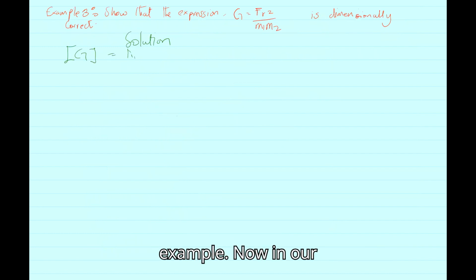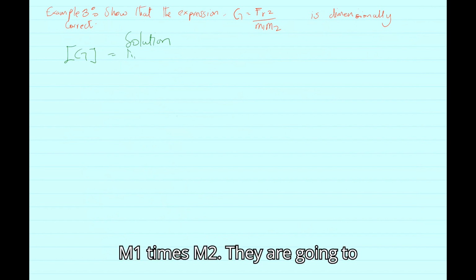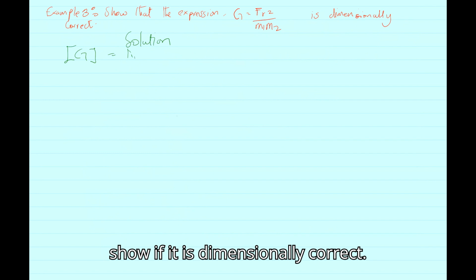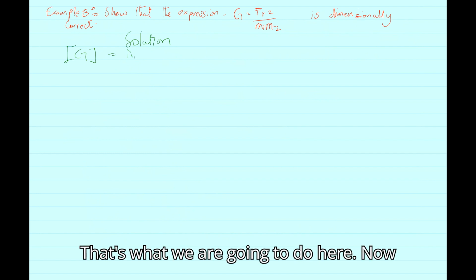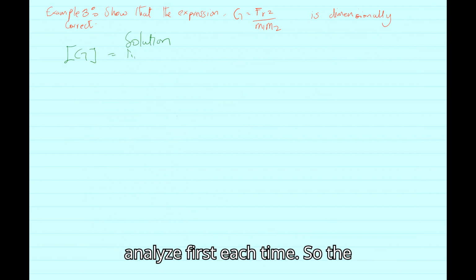Now, in our next example, we have gravitational force is equal to force times r squared over m1 times m2. We are going to show if it is dimensionally correct. That's what we are going to do here. First of all, we have to analyze each term.